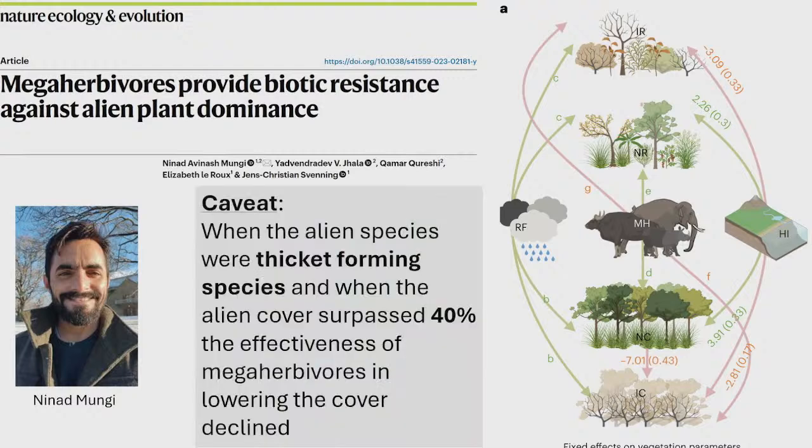And then just a little caveat is that Nina had also found that if you categorize the alien species into categories, one of which would be the thicket-forming growth forms, then the thicket-forming aliens, once they reach a level of 40% cover, this ability of mega herbivores to disrupt the system started to decline.